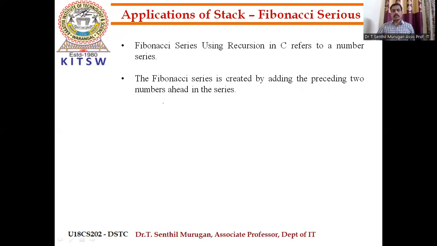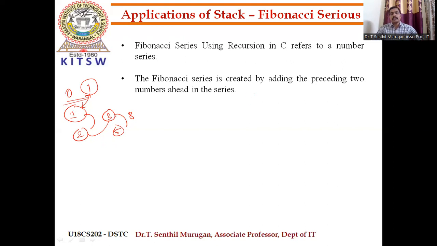If any two numbers are there, for example 0 and 1, we can find that the third term is the addition of the previous two terms. 0 plus 1 is 1. Now this is the next term. These two terms we can add: the next term is 1 plus 1, which is 2. The next term is 1 plus 2, which is 3. Then 2 plus 3 is 5, and 3 plus 5 equals 8. Like that, we can find a series of numbers.